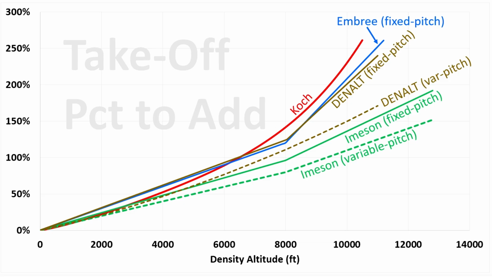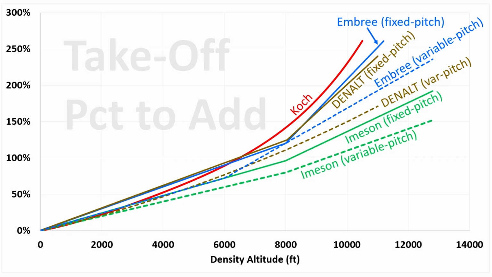For the fixed pitch case, he recommends adding 15% for every 1,000 feet of density altitude up to 8,000 feet compared to standard sea level performance, and 20% for each 1,000 feet above 8,000. However, the 20% is multiplied by the performance you calculate for 8,000 feet density altitude, so the calculation is slightly more complicated. As with Imeson and the DENALT computer, Embree has a different calculation for the variable pitch case. Add 12% for each 1,000 feet of density altitude up to 6,000 feet relative to standard day sea level performance, and add an additional 14% for every 1,000 feet above 6,000. However, similar to the fixed pitch case, the additional 14% is applied to the takeoff distance calculated for 6,000 feet density altitude, not your standard day sea level takeoff distance.